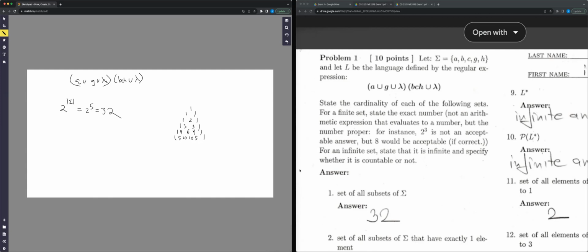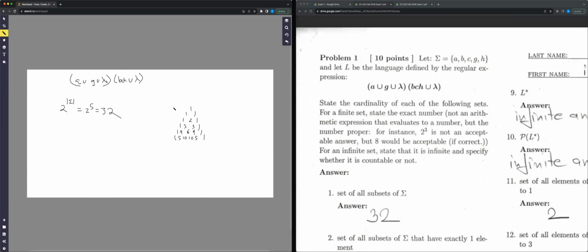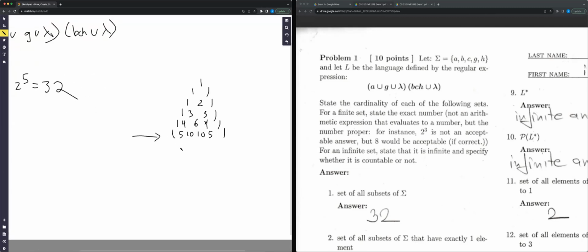So the way you use Pascal's triangle for this question is the row that you look at is the size of your set. So we're looking at the 5th row. What the numbers represent is the number of subsets of that size. So this says the number of subsets of size 0, of size 1, size 2, of size 3, of size 4, and of size 5.